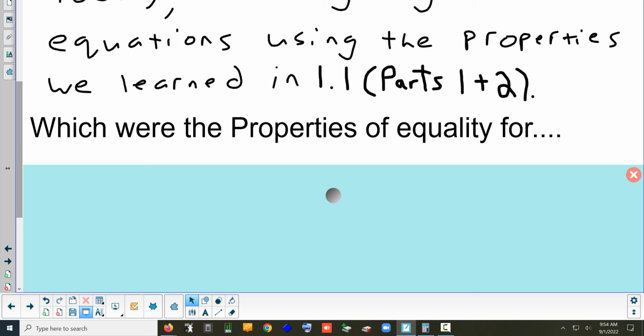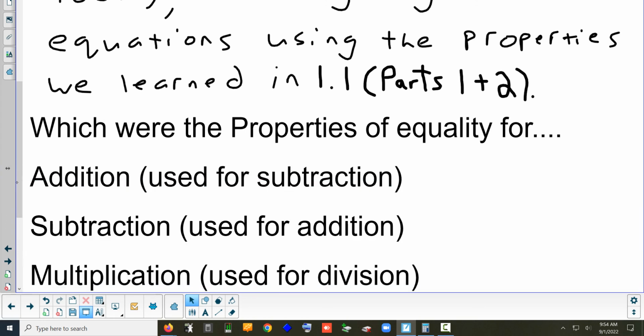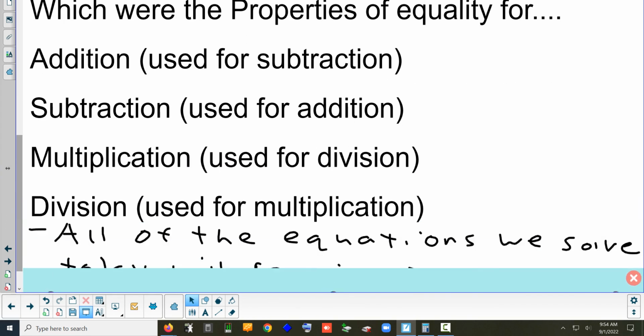What's another operation we can do on both sides? Dorian? Division. Subtraction, division. What else? Yeah. We can multiply on both sides. And the last one? Addition. So those are the 4 things that we are allowed to do on both sides.